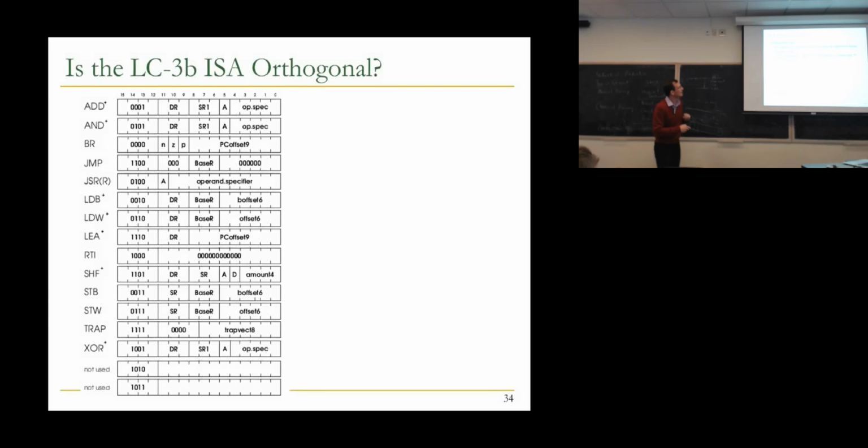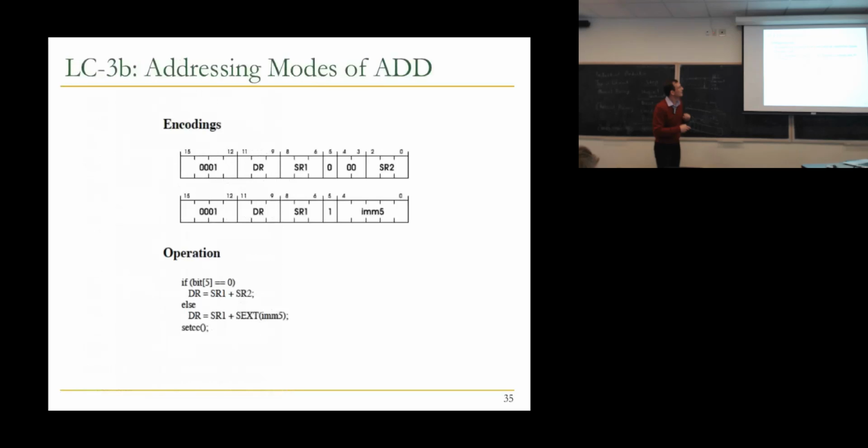Right? So you cannot use every addressing mode with every instruction. So it's not orthogonal. This is one example with add. These are the addressing modes. In an add, your addressing modes can be a register addressing mode, where everything is registers, or immediate addressing mode, right? And that's what the A-bit determines.